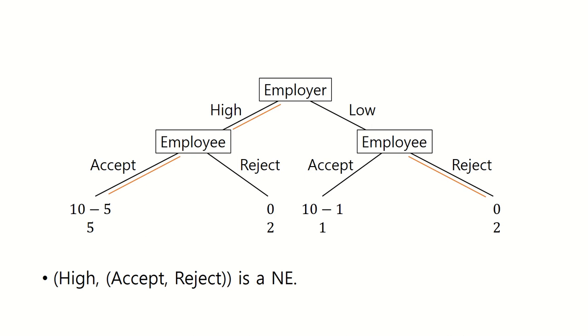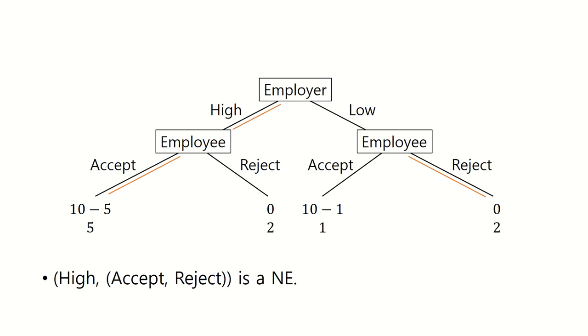If the offered wage is high, then the employee accepts it. The second element of the employee's strategy is the employee's action when the offered wage is low. So in each situation, the employee can choose different actions, and the dimension of this strategy is two. Previously, we allowed just a one-dimensional action, either accept or reject. But now we allow more complicated strategies. Okay, so this is a Nash equilibrium.